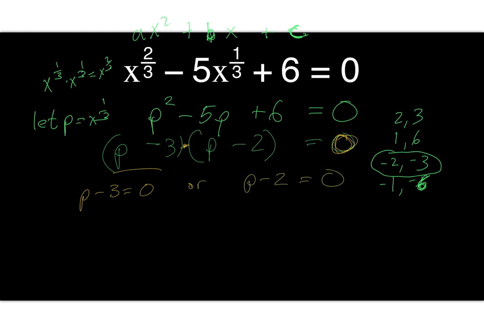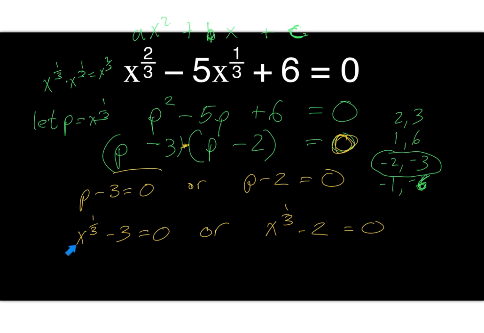But it's not just p, it's actually x to the 1/3 minus 3 equals 0 or x to the 1/3 minus 2 equals 0. Because that's what p was equal to up here. So once I got it figured out for p, substitute that in.